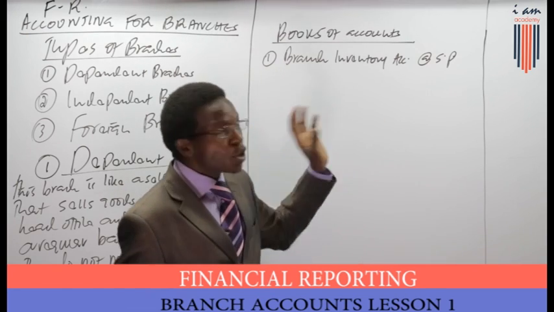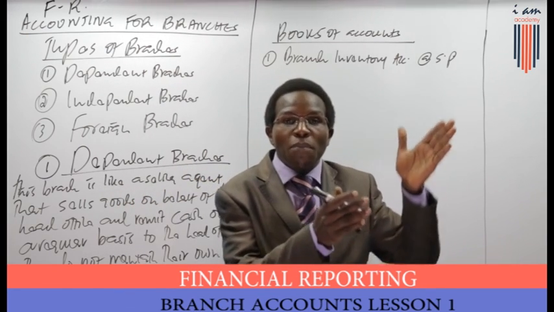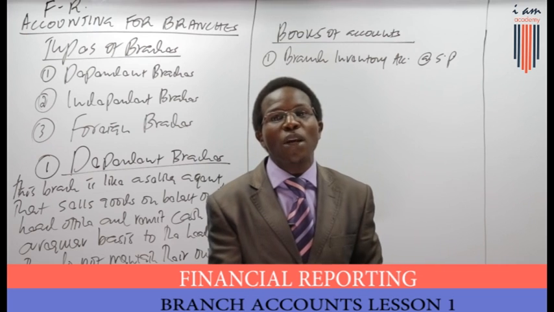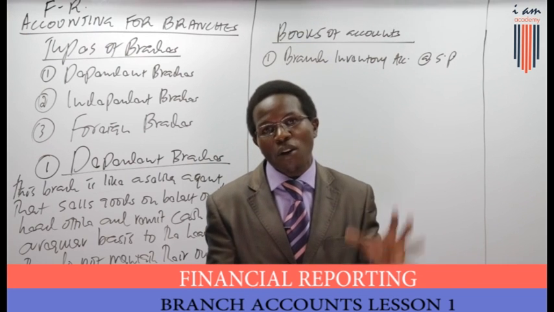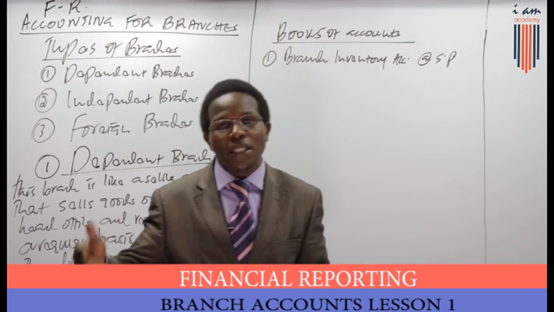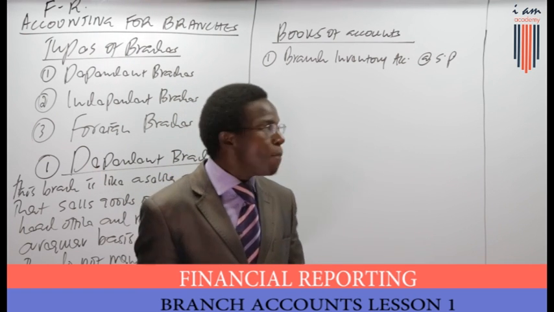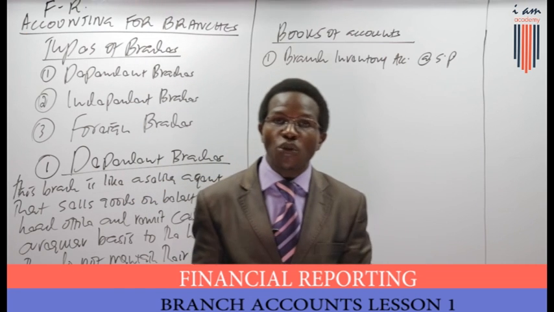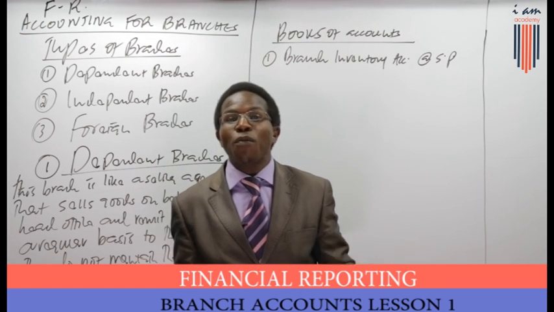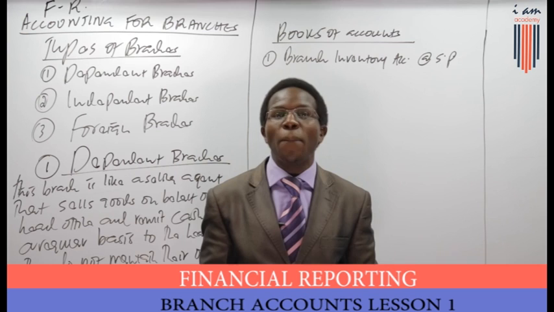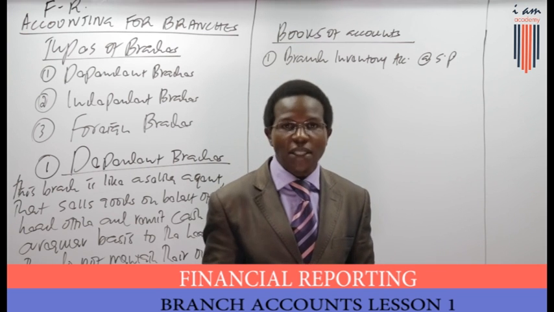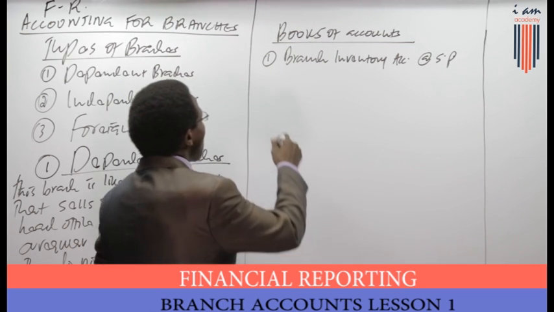So the branch inventory account will be debited with all goods received from the head office and any increase in the value of stock, and will be credited with all decreases in the value of stock at the branch. The balance carried down in the branch inventory account will reflect the closing stock, but at selling price. So that's important. We are going to look at that again.